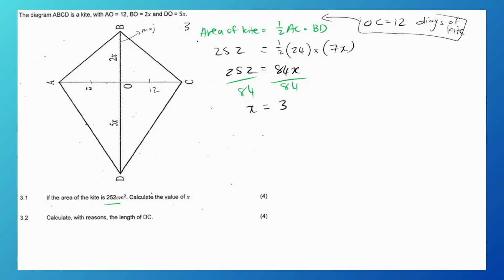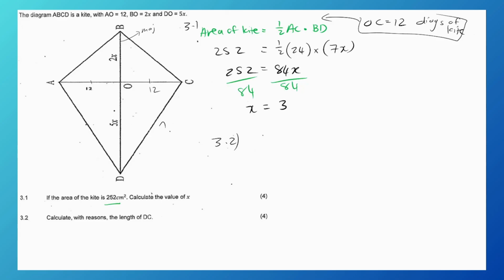Then for 3.2, calculate with reasons. Euclidean geometry, everything needs reasons, not just if we say with reasons, please. Just keep that in mind. They want us to find the length of DC, so we're looking for this length. Now, we don't know any of our outside lengths, but we just calculated what x was. They didn't ask you that to send you on a wild goose chase.